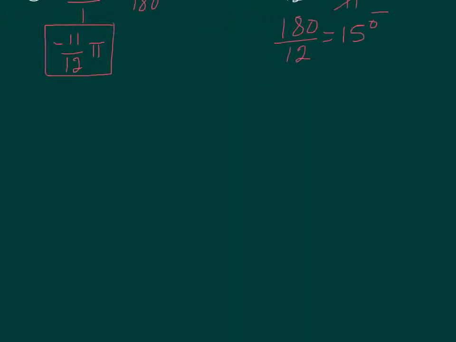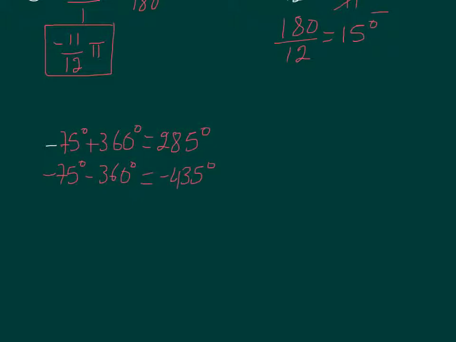Number 3, finding coterminal. The coterminal of negative 75 is obtained by adding 360 and then by subtracting 360 degrees. In this case right here, you're going to have a positive coterminal of 285 degrees, and here it's going to give you negative 435 degrees.